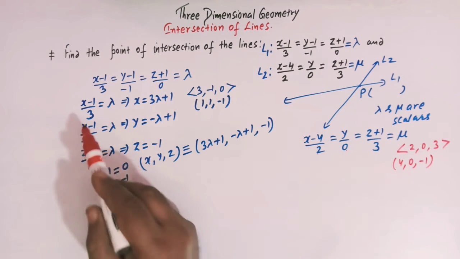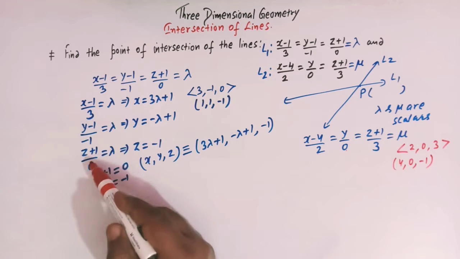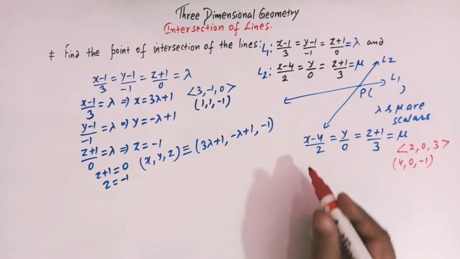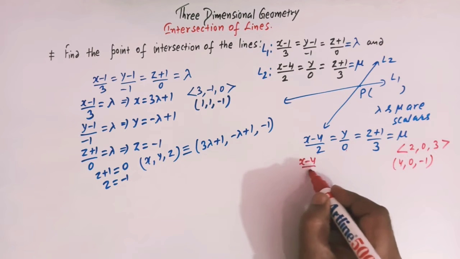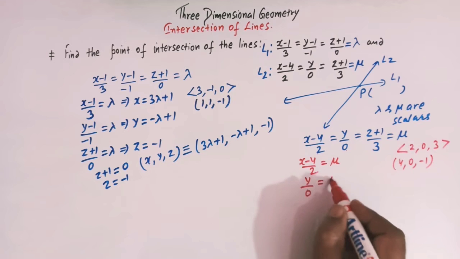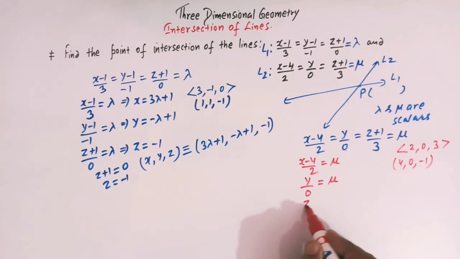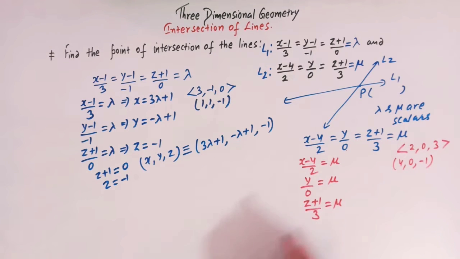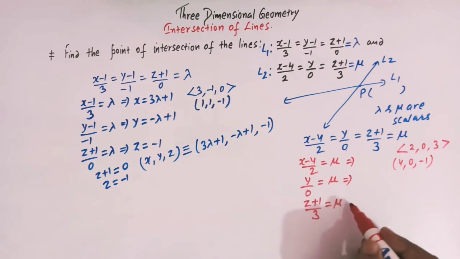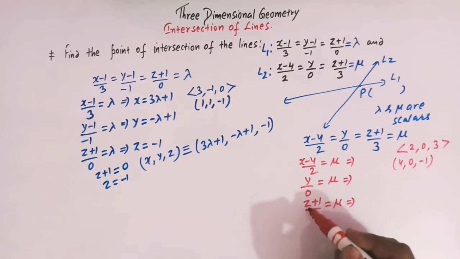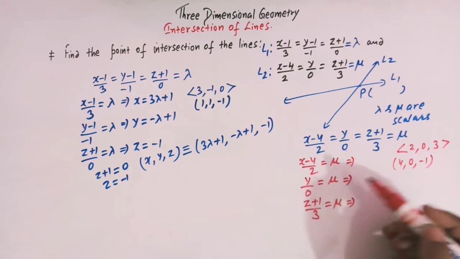And again we'll form these type of equations for this line L2. So we'll have (x minus 4) over 2 is equal to mu, y over 0 is equal to mu, and then (z plus 1) over 3 is equal to mu. And from here we'll form the equations in x, y and z including mu.